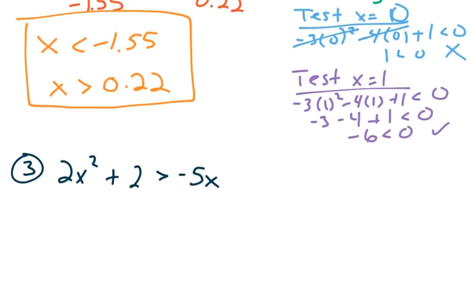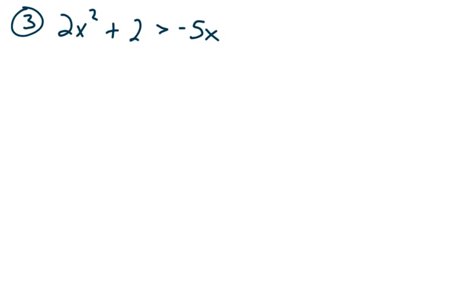Now, example number 3, let's try one more. 2x squared plus 2 is greater than negative 5x. All right, so let's go ahead and make this equal to 0. I'm going to do 2 steps in one. So 2x squared, I'm going to bring the 5x over, plus 2 equals 0.